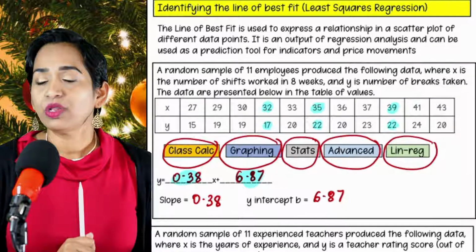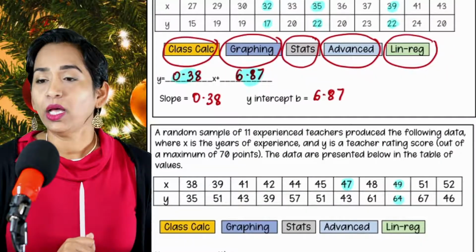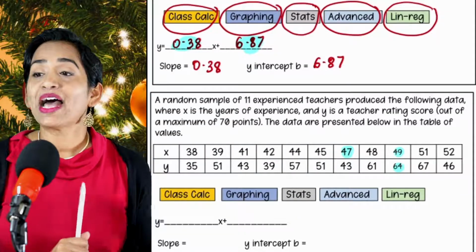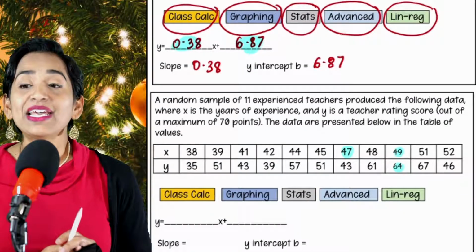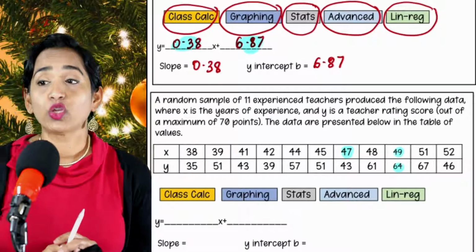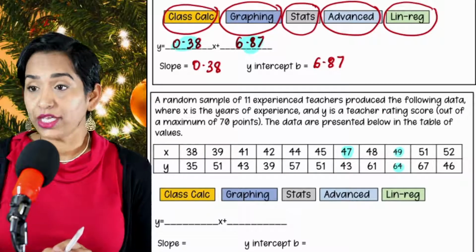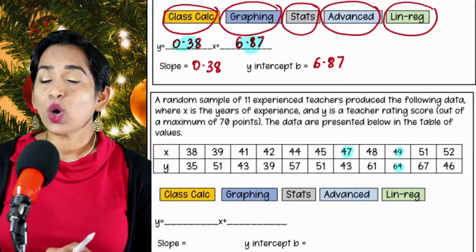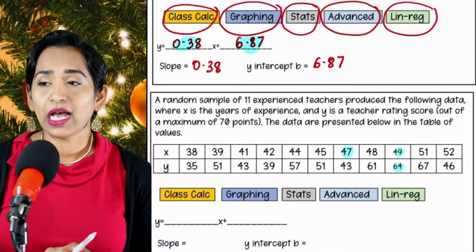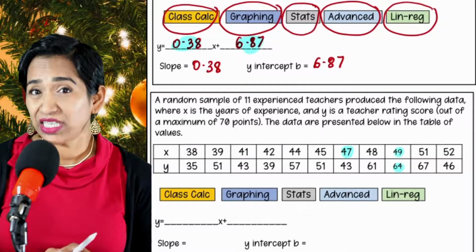I'm going to scroll this all the way up. So there you have it. A random sample of 11 experienced teachers produced the following data where X is the years of experience and Y is the teacher's rating out of a maximum of 70 points.